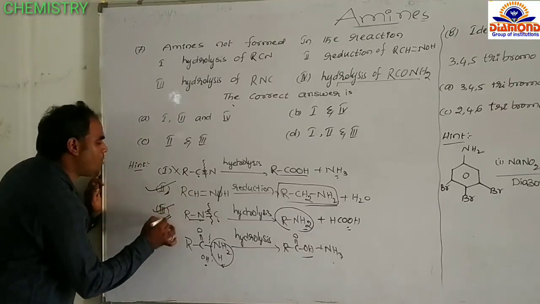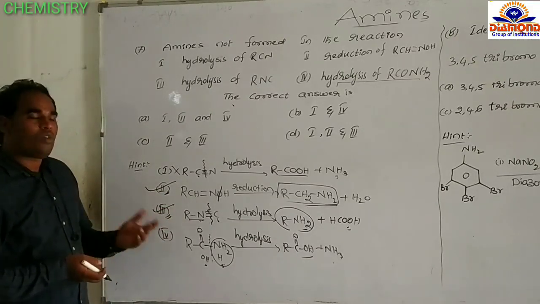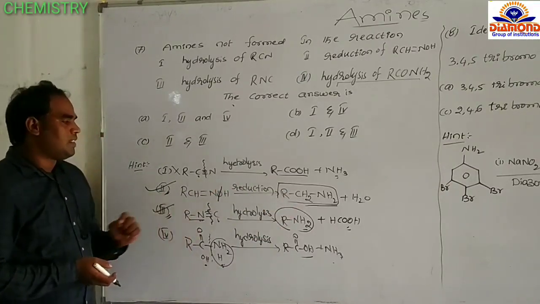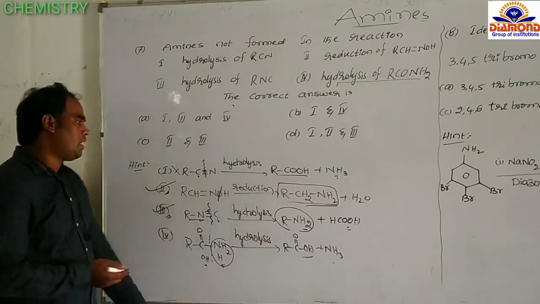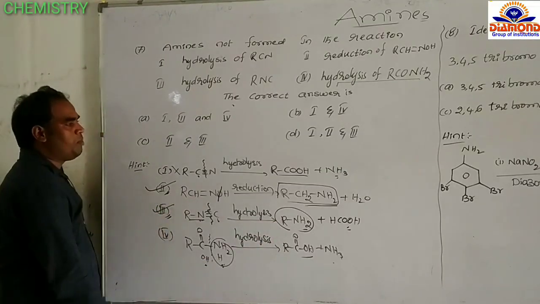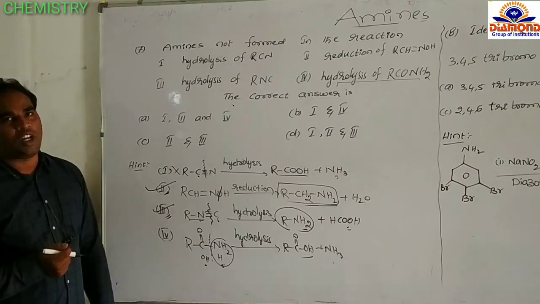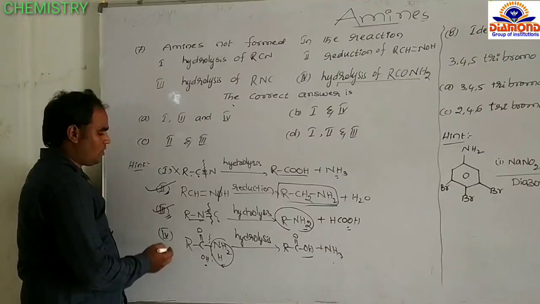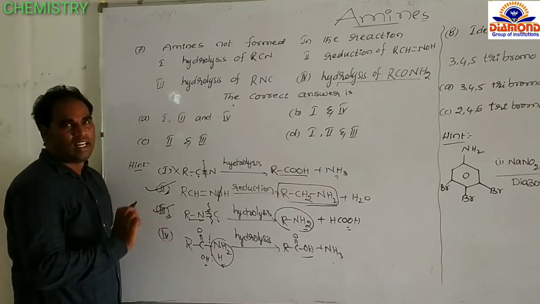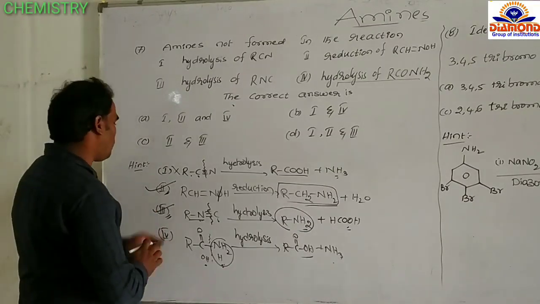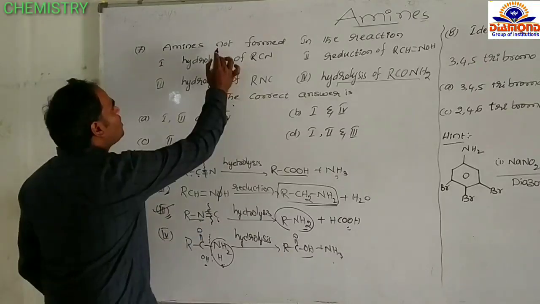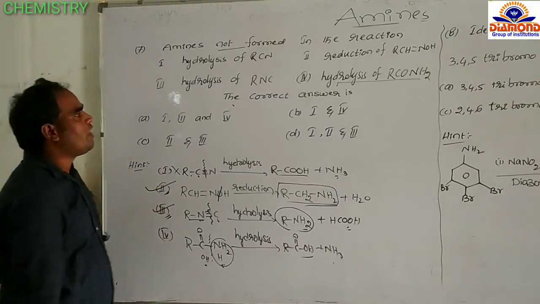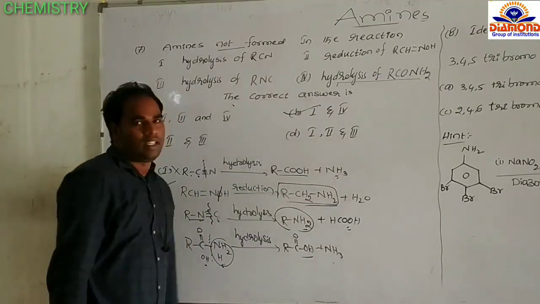Therefore, the second and third methods, reduction of aldoxime and hydrolysis of isocyanide, form amines. But the first and fourth methods cannot be used for preparation of amines. First one, alkyl cyanide hydrolysis. Fourth one, amide hydrolysis. Therefore 1 and 4. So the question is, which methods are not used for preparation of amines? So 1 and 4. Therefore option B is correct.